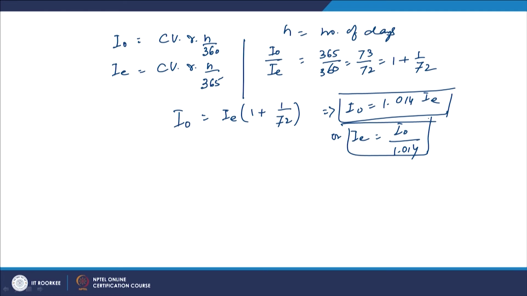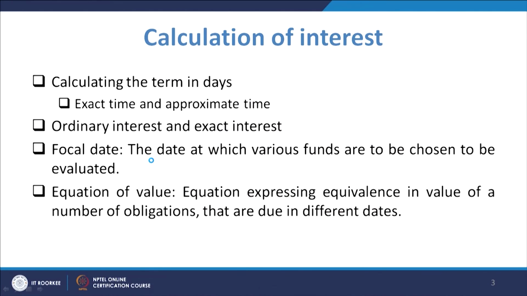Now, what we intend to see is another term that is known as the focal date. Money's value is fluctuating with time, so we need to know something about the focal date. We have studied calculating the time in days, exact time and approximate time. The focal date is the date at which various funds are to be evaluated. Many times many payments are due at different points of time, and we know that money has time value, so with time it will have different values.